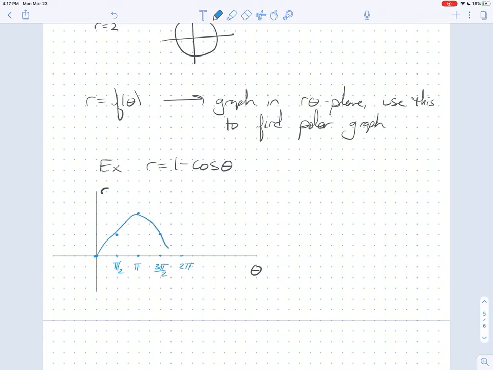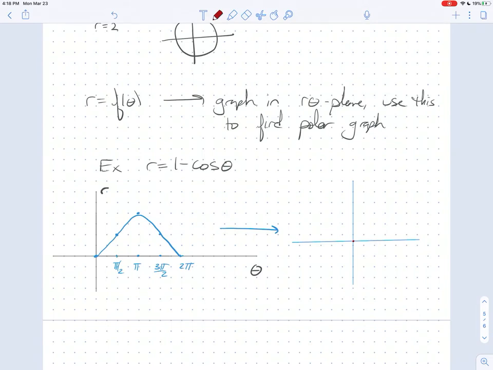So I get this shape for my graph in the R Theta plane. Now I can use that to actually come up with the true polar graph. How do you do that? Well, you do it like this. So now I'm going to give the actual polar graph, and I'm going to say, okay, first off, when theta is 0, r is 0.